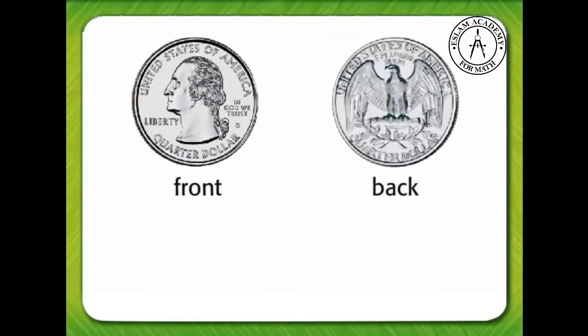This coin is larger than a nickel and has a greater value than all the coins we've explored today. It is called a quarter. 25 cents is the value of a quarter.